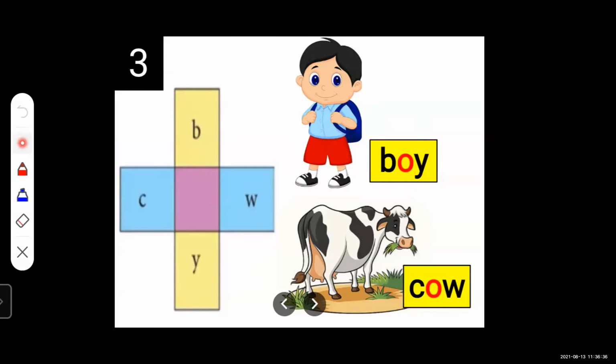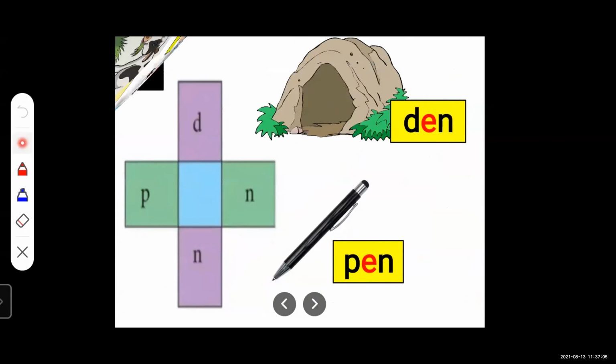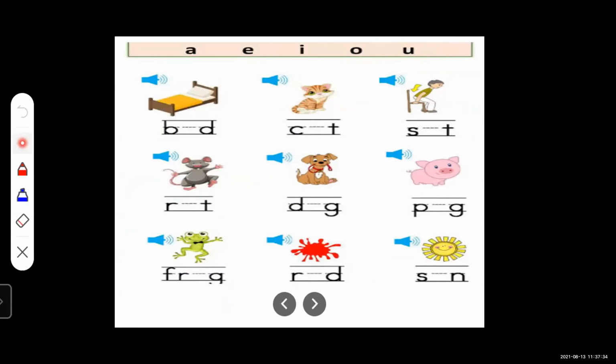So when we put O, the first word vertically makes boy, with a sound like oh, boy. And the next one horizontally makes cow, C-O-W, cow. So short and long sounds we always use for making words and reading words. Now next. In the fourth box, which vowel can we put here? Name the vowel. We use E. Yes. So the words formed are den, pen. Okay, now next. Students, it's for you.